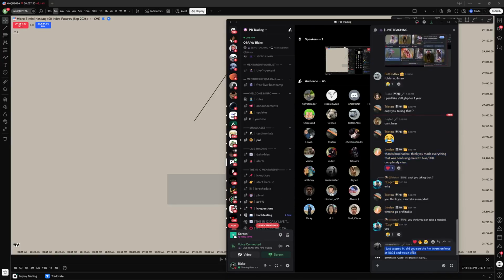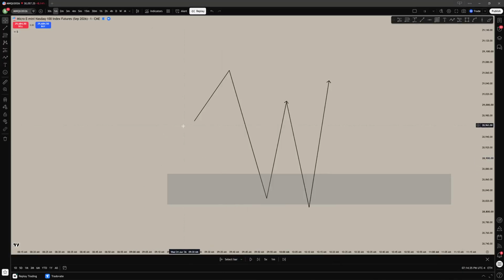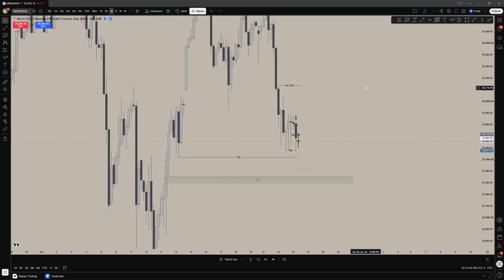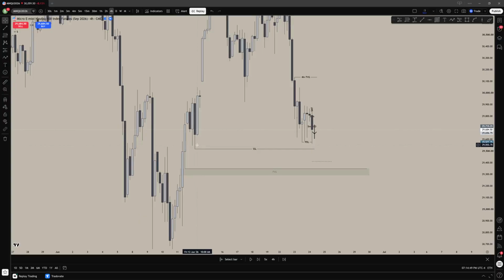I just tapped in. Did you see the 4-minute inversion long? No, longs are not valid. I don't like longs. I'm sorry. I just personally do not like longs today. I think the higher time frame was again very bearish. I'll post the whole recording right now, but I just think it was too bearish. Bearish bias. We had previous day low, equal lows here. We had this sell side here. If we were going to be bullish, at minimum we'd need to see this get hit or this get hit for me to think about even longing.